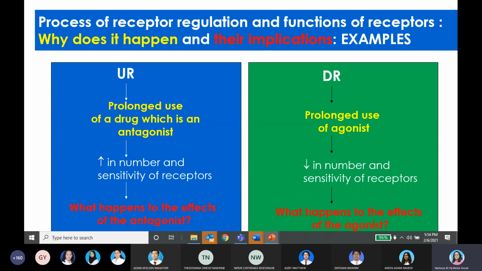So what happens to the effects of bromocriptine, which is the dopamine agonist? Would it become higher? Prolonged use is downregulated. There won't be many receptors for bromocriptine to act on. Oh, sorry. Yeah. So it's lowered. Yeah. Okay. But these are just examples.